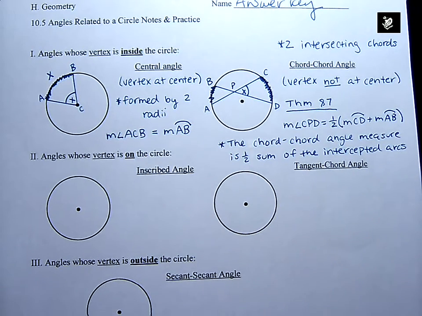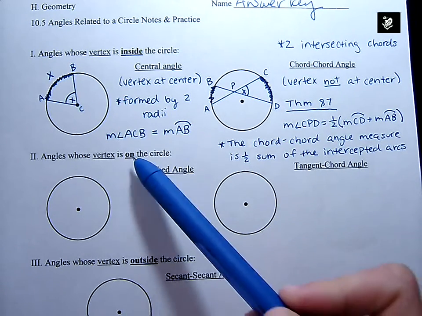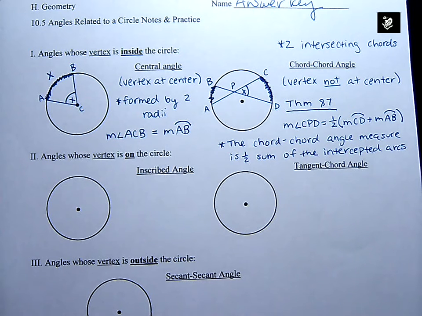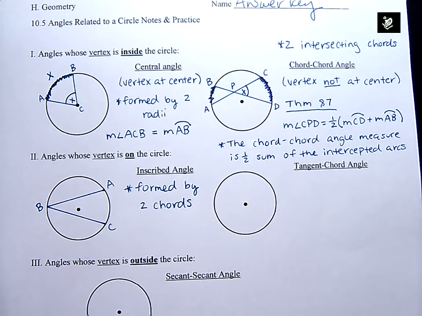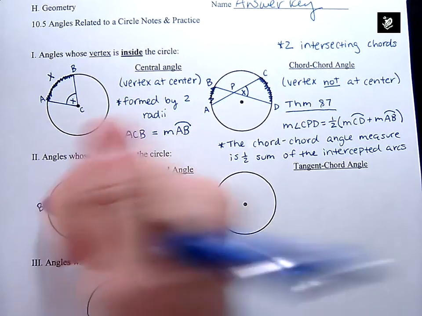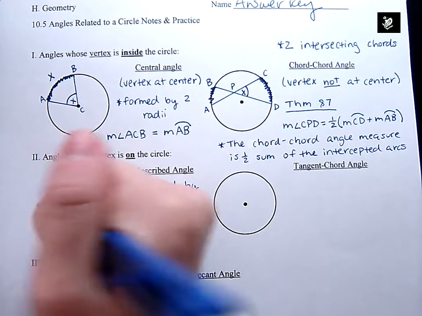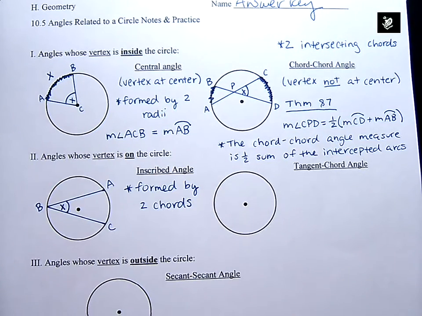Now we're going to focus on those cases where the vertex is on the circle. So the first one we already know, again, it's an inscribed angle. And an inscribed angle is formed by two chords. So I'm going to draw in those two chords. We've got AB and BC. The angle that I'm referring to, here is its vertex. Its vertex is at B, and I'm going to label the actual angle with X.